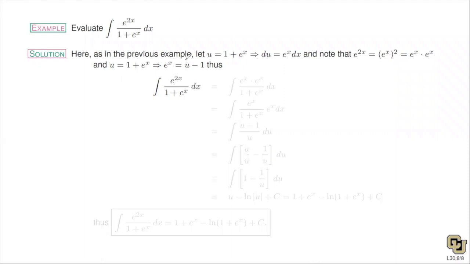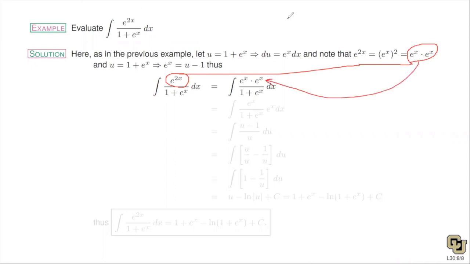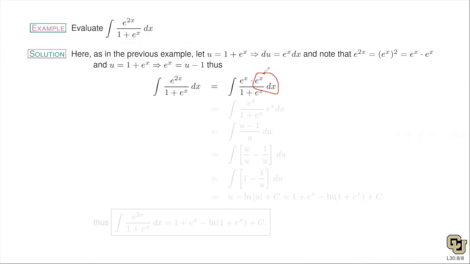So the first step I'm going to do is factor this, okay? So I'm going to rewrite that as e to the x times e to the x. So that's what I have down here. And then what I'm going to do is put one of these e to the x's next to the dx and just reserve it so that I know for sure I'm going to have my du. So now I know this will be my du, and 1 plus e to the x, that'll be u.